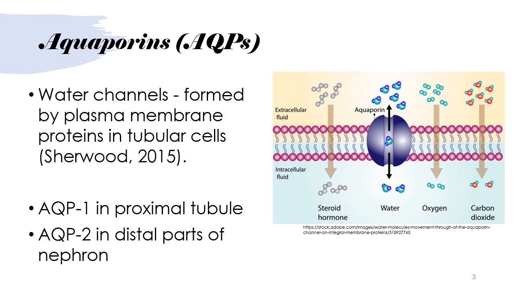Aquaporin 2 channels in the principal cells in the distal parts of the nephron are regulated by the hormone vasopressin, and they account for the variable water reabsorption in this region. The image on the screen here displays a depiction of an aquaporin, and it shows how water flows passively through intracellular fluid to the extracellular fluid and vice versa.